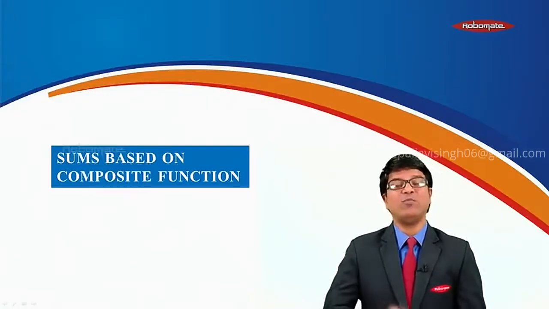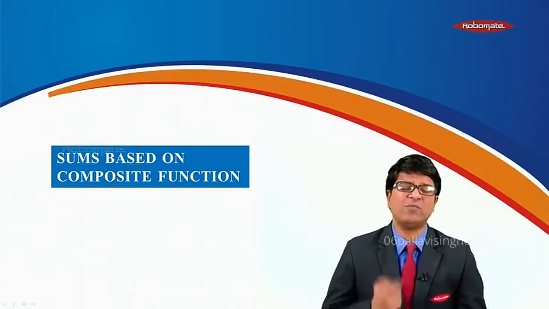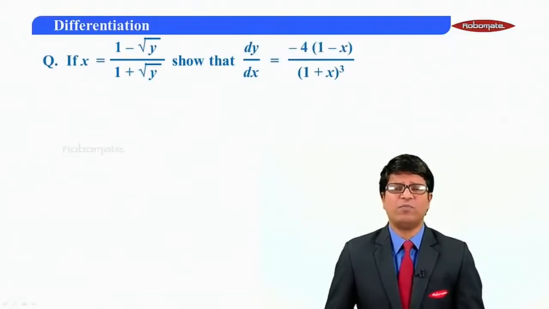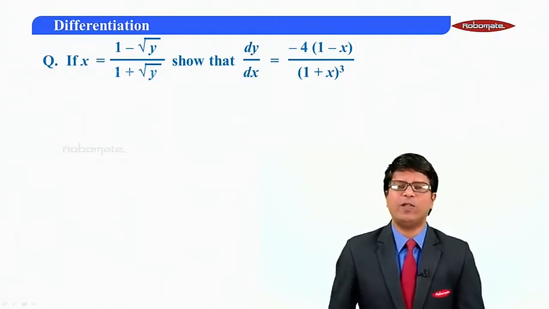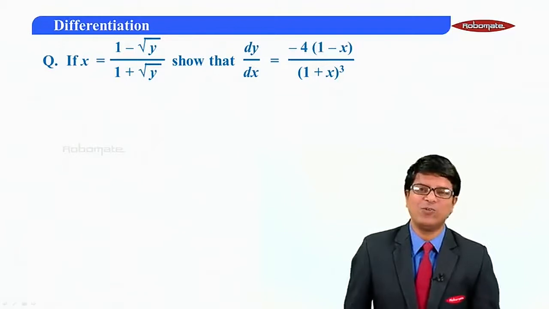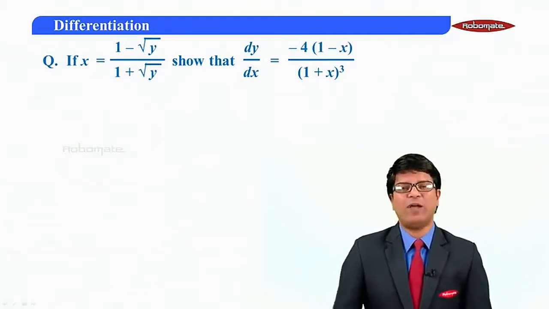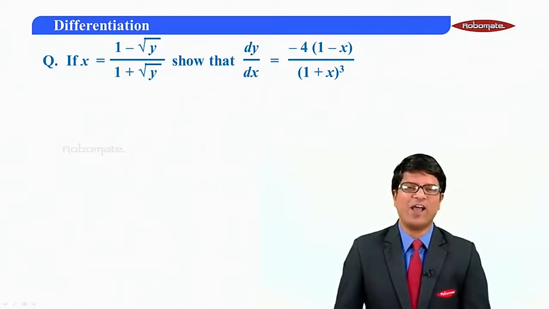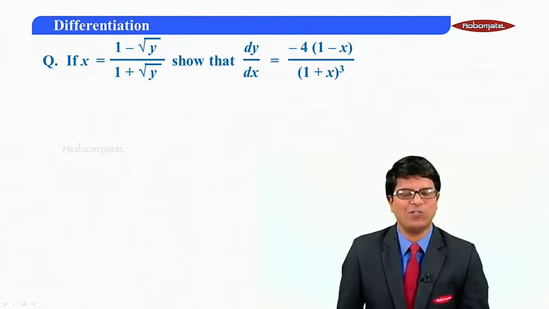In this module, we discuss sums based on composite function. Let us start with the first problem. If x is equal to 1 minus root y upon 1 plus root y, show that dy by dx is minus 4 times (1 minus x upon 1 plus x) the whole cube.